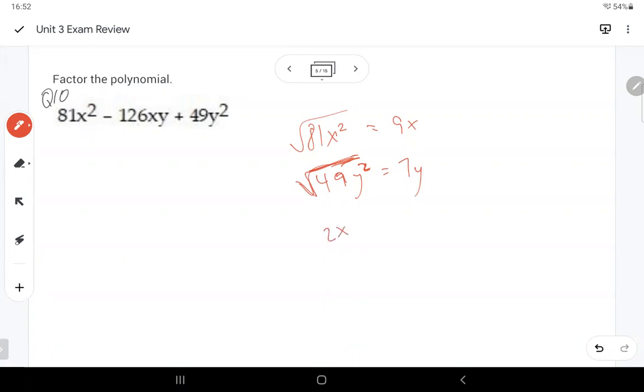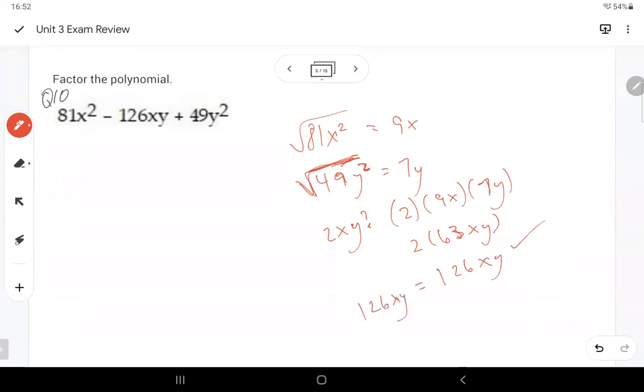And then we have to check our 2x times y condition, which would be 2 times 9x times 7y. That will give us 2 times 63xy, which is 126xy. So it does work. Okay, so we can go straight to our parenthesis set. So it's going to be 9x. Remember, we want the middle term. So minus y, minus 7y. And that's it for that one.